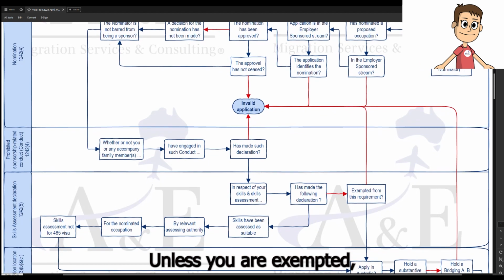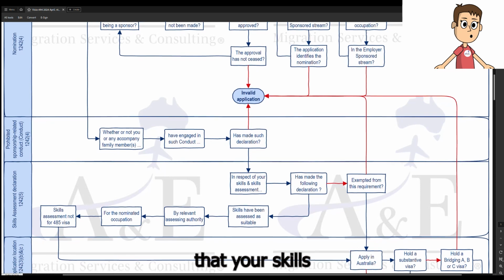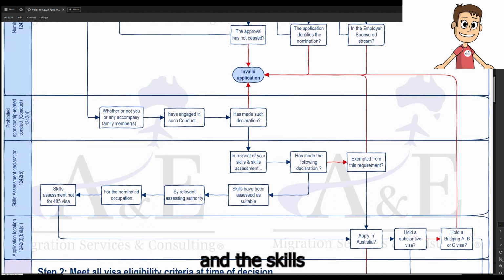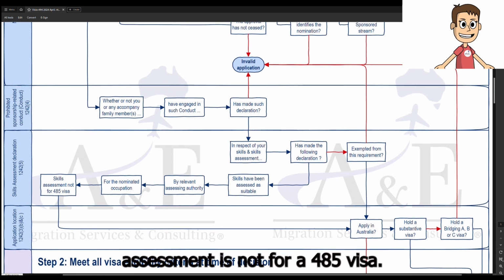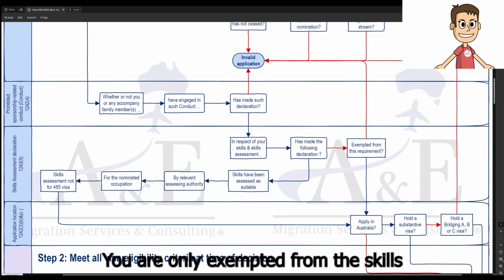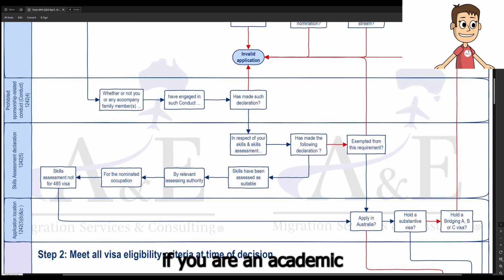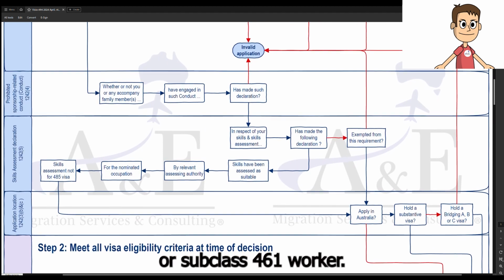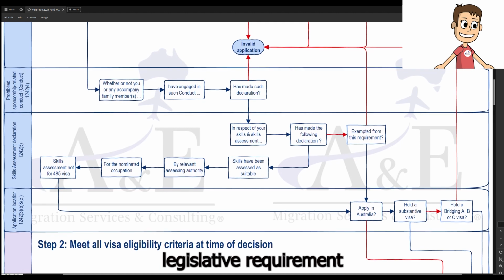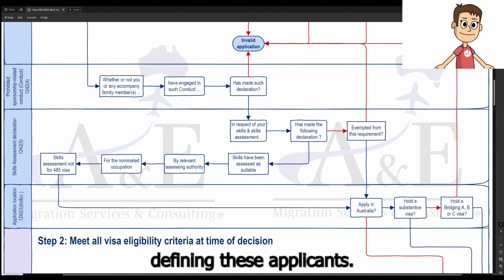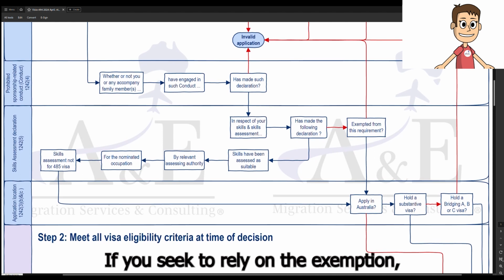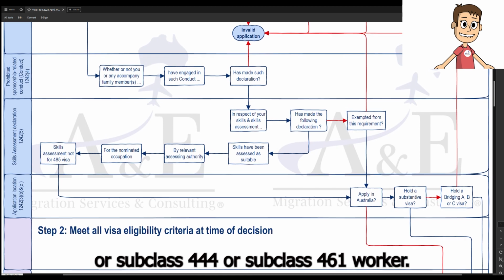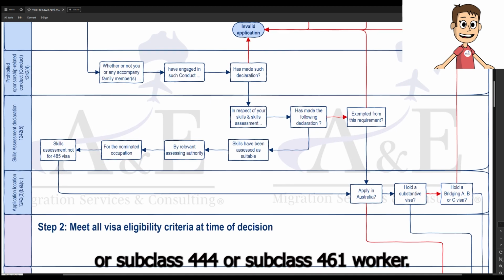Unless you are exempted, you need to declare in the application that your skills have been assessed as suitable for the nominated occupation by a relevant assessing authority and the skills assessment is not for a 485 visa. You are only exempted from the skills assessment requirement if you are an academic applicant or Subclass 444 or Subclass 461 worker. We have included a link to the relevant legislative requirement defining these applicants. If you seek to rely on the exemption, you need to make sure that you fit the definition of an academic applicant or Subclass 444 or Subclass 461 worker.